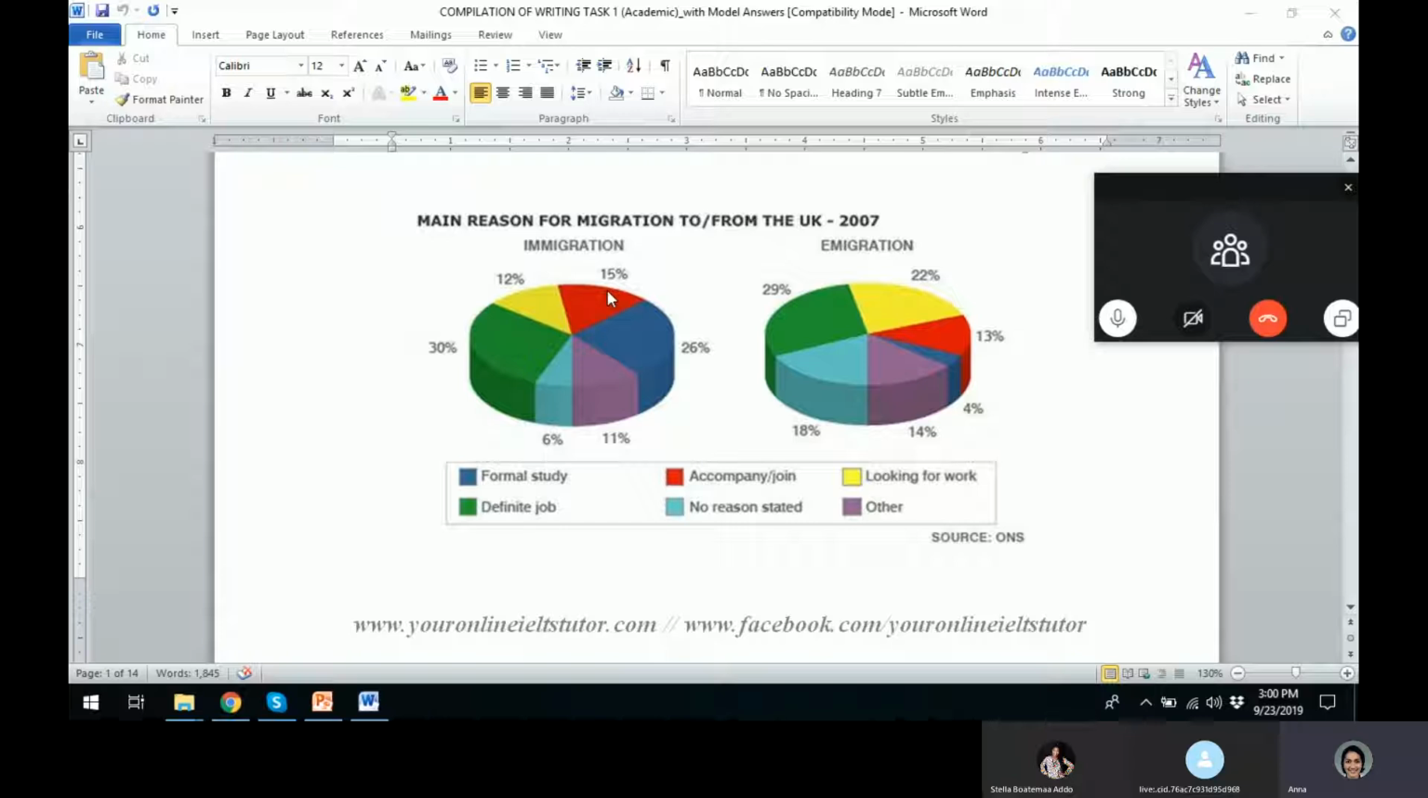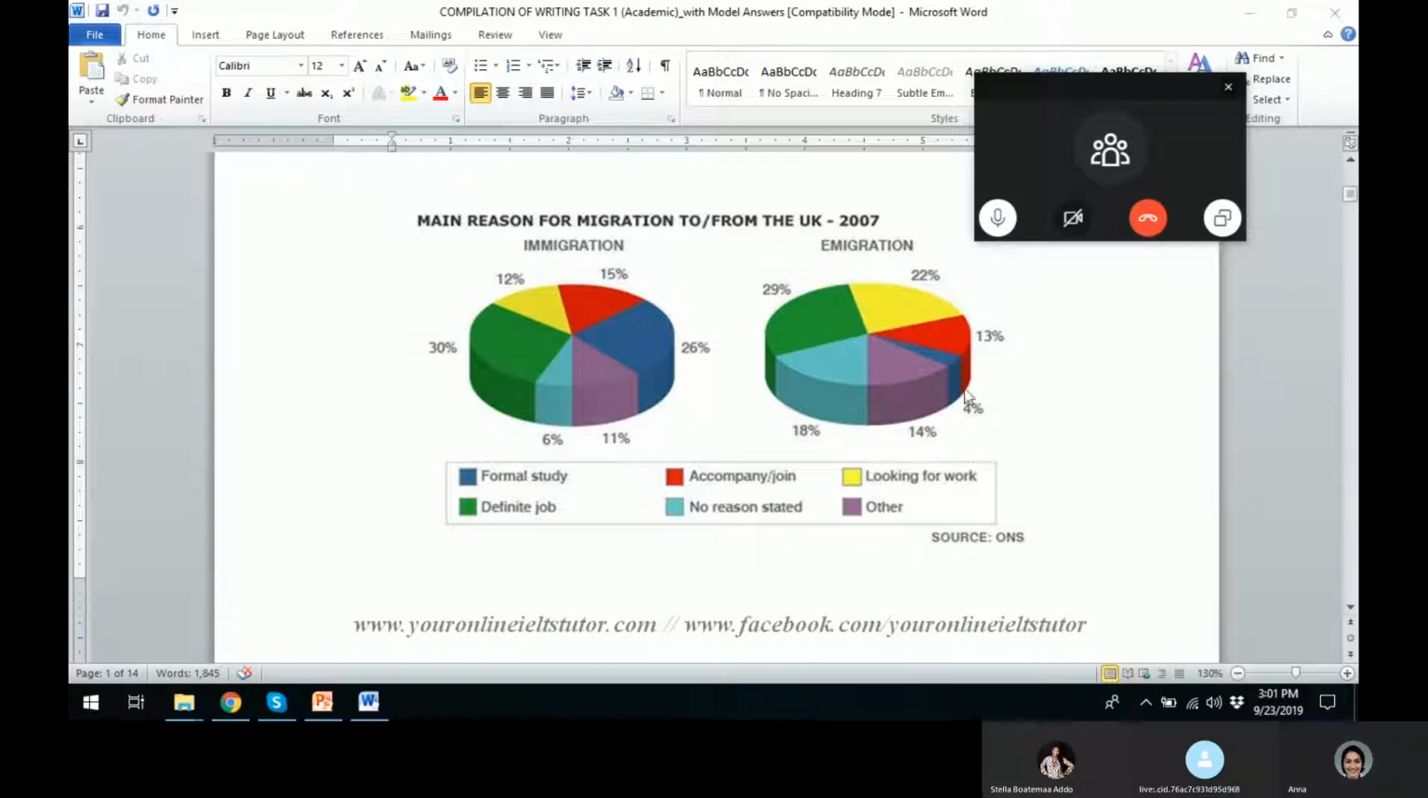How would you classify 12 and 15%? So it's in well under a fifth, okay. Migrate to the UK to accompany someone, or to look for a definite job, or to look for work. Sorry, to look for work. And then you can also say 12, 15, and 12% respectively, or open and close parentheses, 15 and 12 respectively, and so on. All right, and so you do the same analysis for emigration.